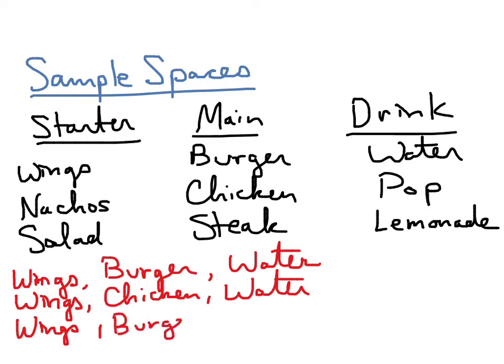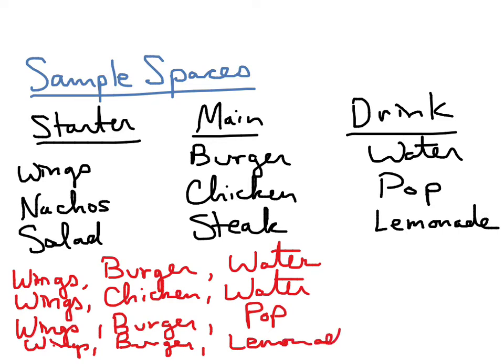burger, pop, wings, burger, lemonade. Okay, these are just examples. There's going to be a lot more of these because I gave you one that has a lot of different options. These are just a sample of them because I don't have all of them listed. But that's what you would do to make your sample spaces: if you have different categories, you list out each thing.